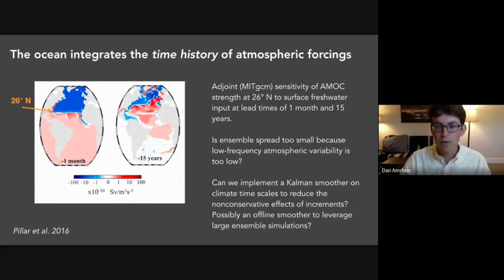So I think this begs the question of whether, for instance, when Alicia Karspeck and co-authors were finding that the spread in the deep ocean was too small, this might reflect the fact that the low frequency atmospheric variability that they were forcing their model with was too low. It also begs the question of whether it could be possible to implement a smoother, a Kalman smoother, to incorporate some of these longer term influences backwards in time from observations.